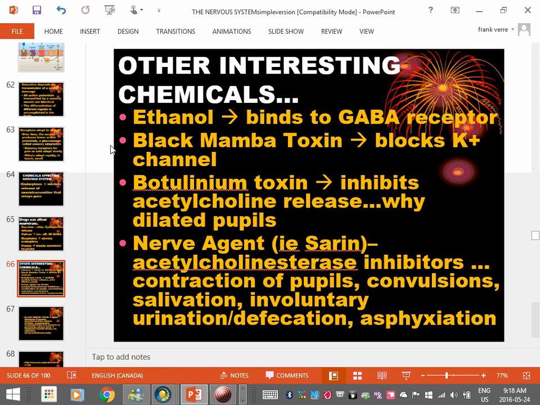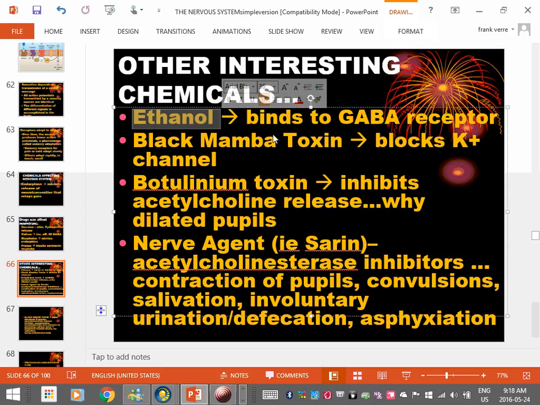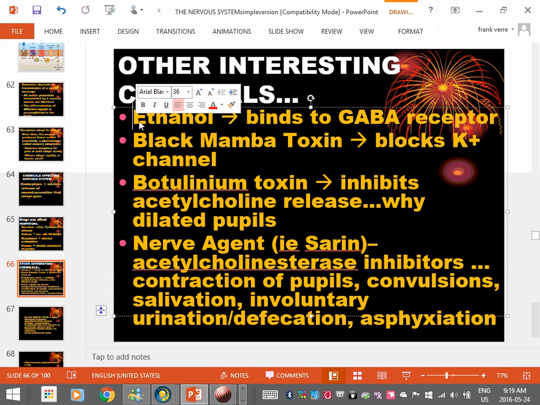Okay. Ethanol has a very similar effect. Ethanol actually also enhances GABA. That's why if you're driving and you've had a few drinks, your reaction rate is slower. Your reaction time is longer. Takes you longer to react to things. So it's not a good idea to be driving while you're drinking, because there is a negative effect on your nervous system.